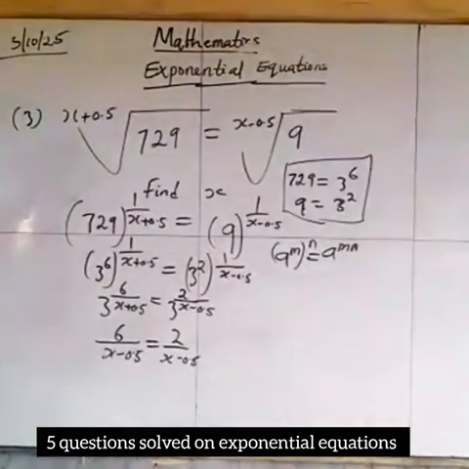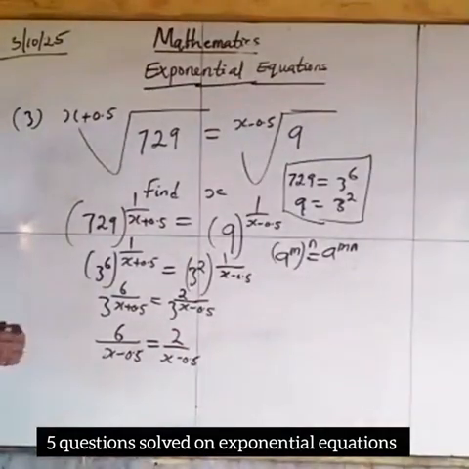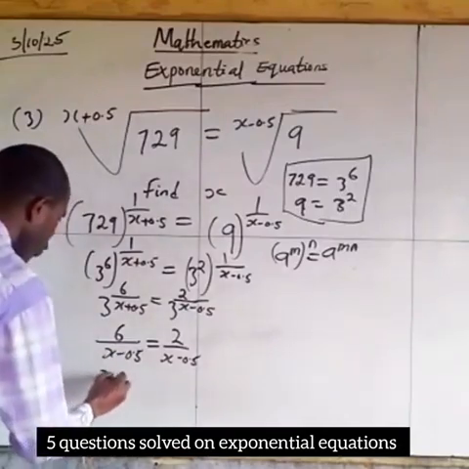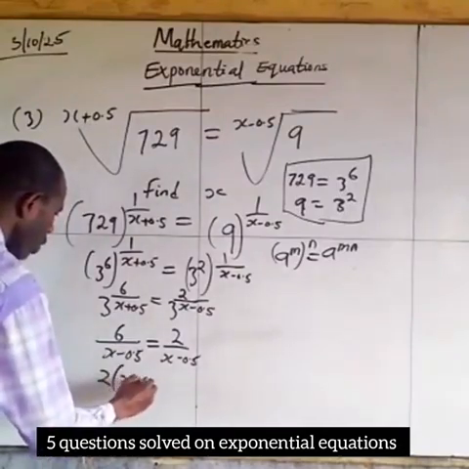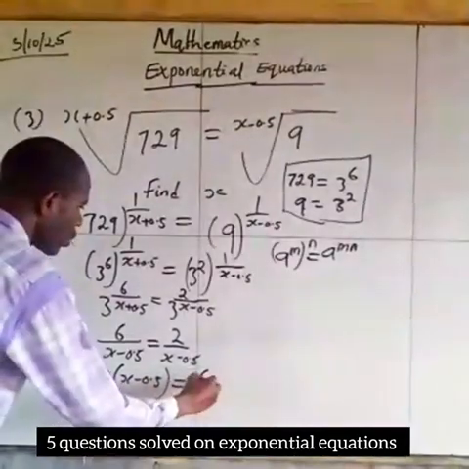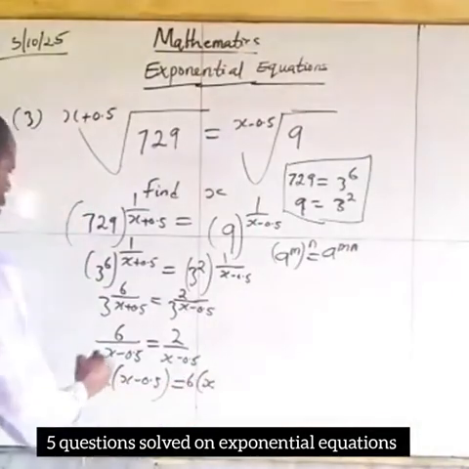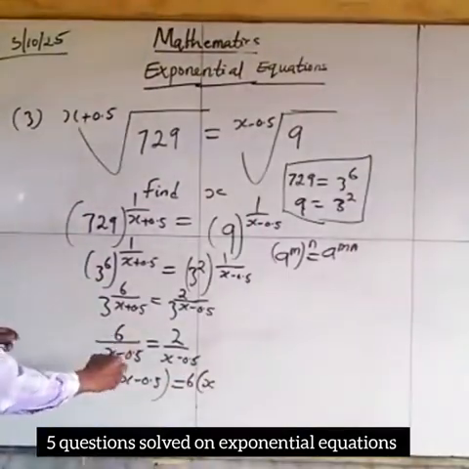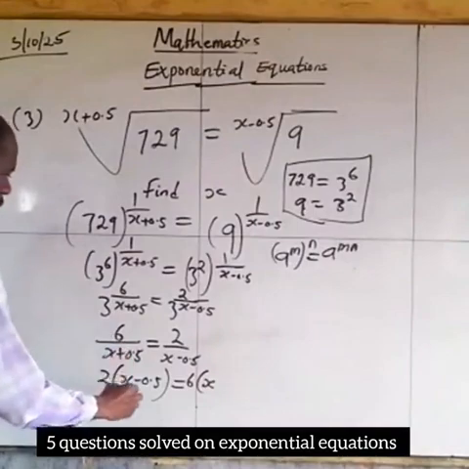Okay, now we can cross multiply. So if we cross multiply, we're going to have 2 into x plus 0.5 equal to 6 into x minus 0.5. Oh, sorry, this is plus here. This is plus.